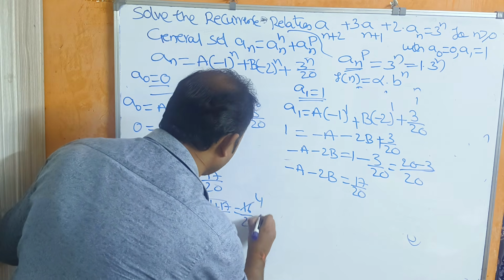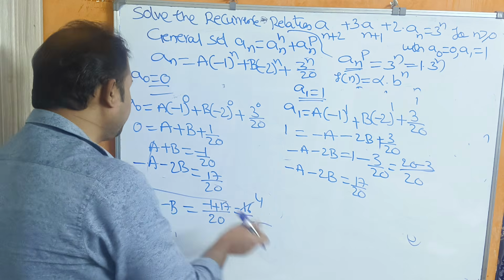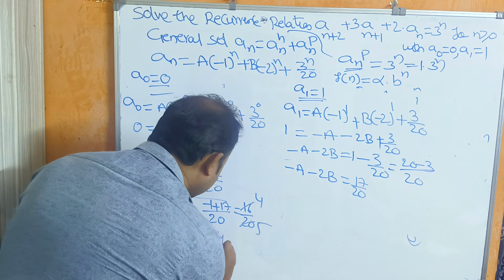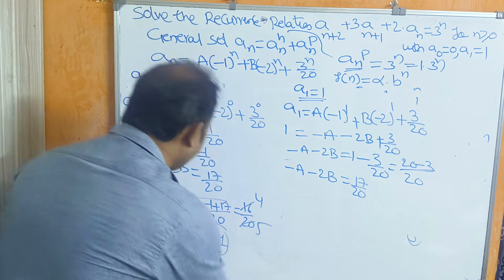So 4 4s, 4 5s. So this is minus b value. So what is b value? b value is minus 4 by 5. So we got b value.